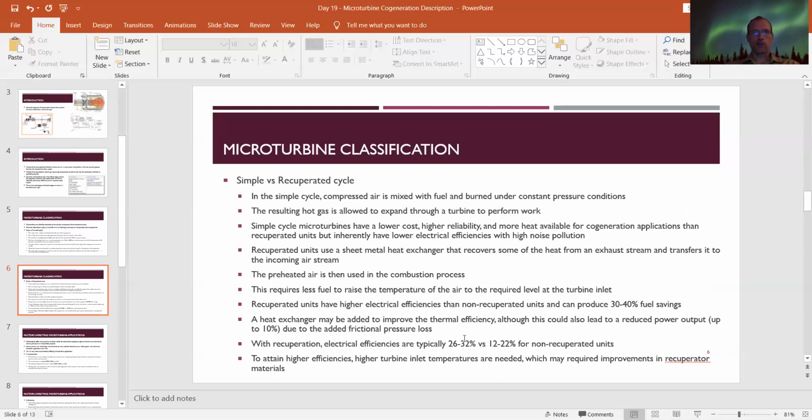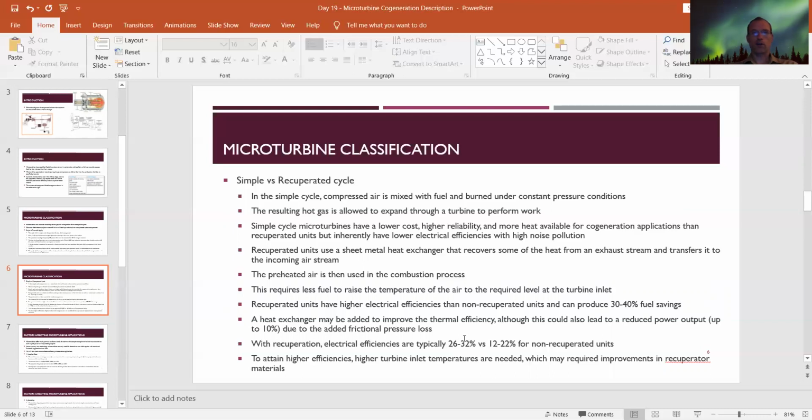Other distinction is simple versus recuperated. So a simple cycle, that's kind of the very basic Brayton cycle we saw last class. Compressed air is mixed with fuel and burned in constant pressure conditions. You have hot gas that then goes into the turbine and is expanded, and that performs your work on the turbine, and you get work out of that as shaft work. So these guys obviously have a lower cost, higher reliability, with fewer parts involved, and more heat available if you're going to use some cogeneration applications. But obviously they also have lower electrical efficiencies and fairly high noise pollution.